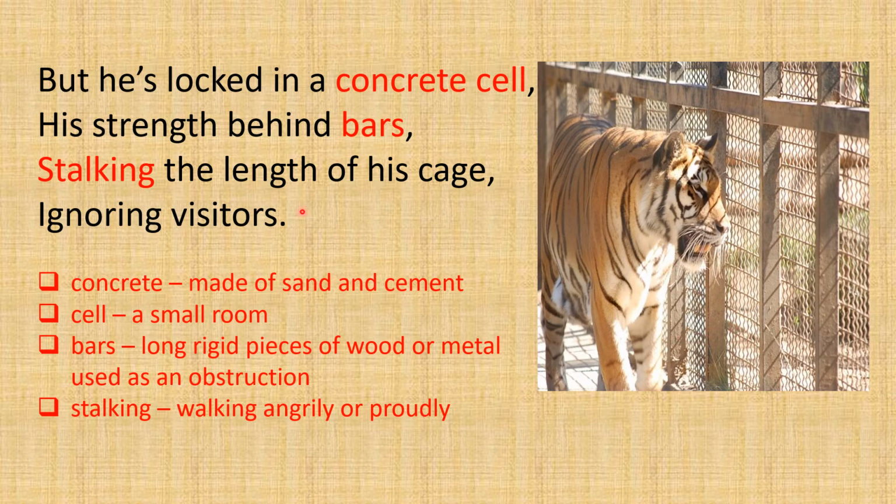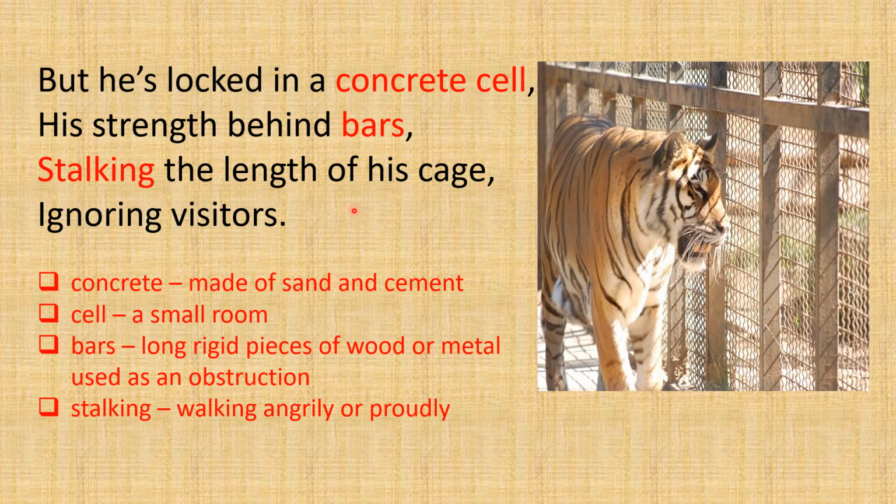Okay, stalking the length of his cage. So, as he is captured and locked in the concrete cell of the cage, he can only walk up and down the cage. Only that limited area is available to him to walk about, as compared to the forest, which is quite vast and he can move about anywhere. But in the cage, the area is limited and he can only walk in that limited area. Okay, so that's the only space available for him to walk.